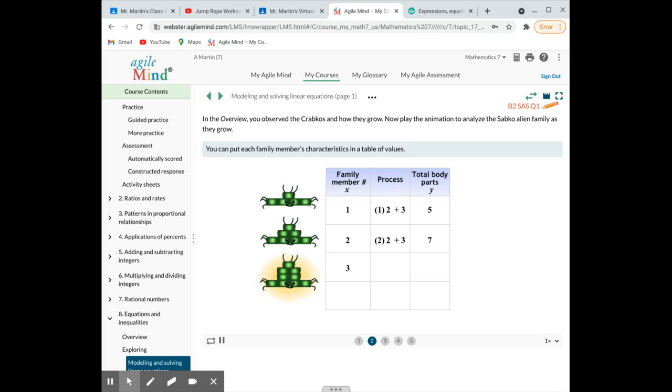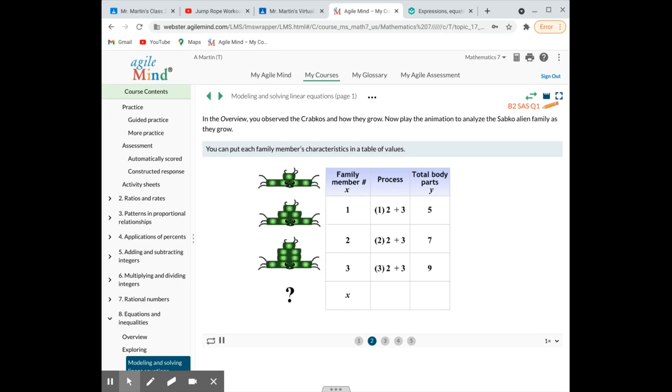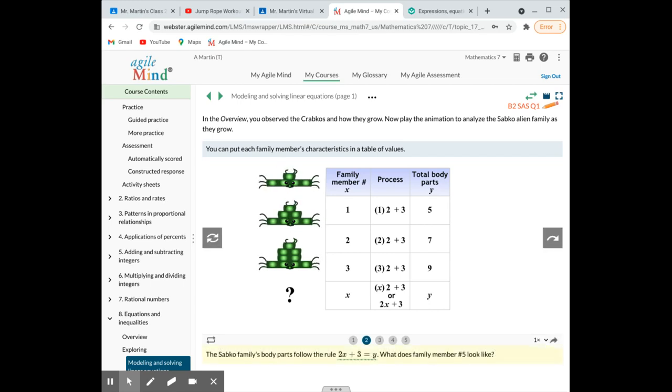And then the next one, what did they do? What's the only thing that's changing in that process each time? The family member is the only thing that's changing. So you'll notice that the family member is multiplied by the 2 body parts in the original Sabco, and then they have to add the 3 legs each time. So no matter how many family members there are, you're always going to take that number of family members and multiply it by what number? 2. By 2, and then you add what? What's always left? 3. Yeah, your 3 legs. And that'll give you your total body parts.